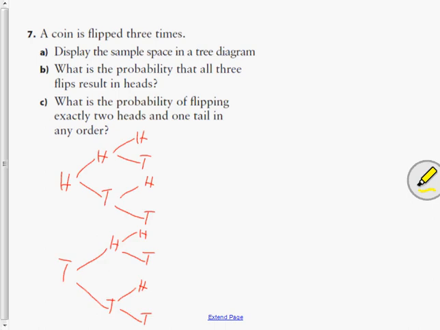So when I look at my tree diagram, this first outcome can be heads or tails. That's the first coin flip. So if it's heads, I could have a heads heads or a heads tails on the second flip, a tails heads or a tails tails.